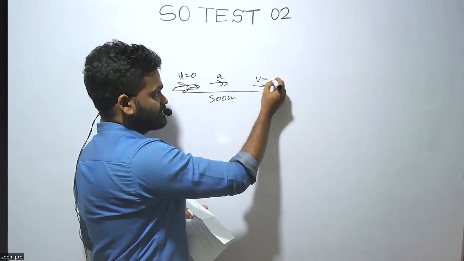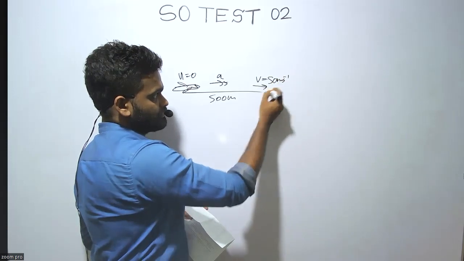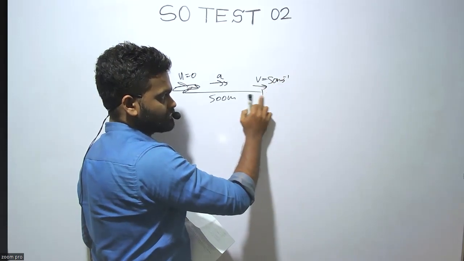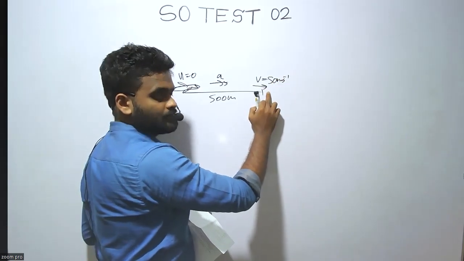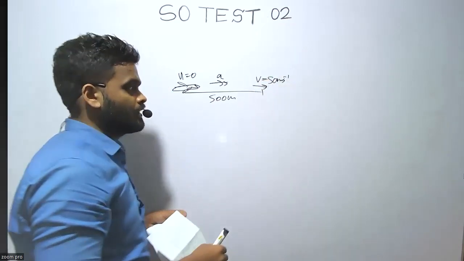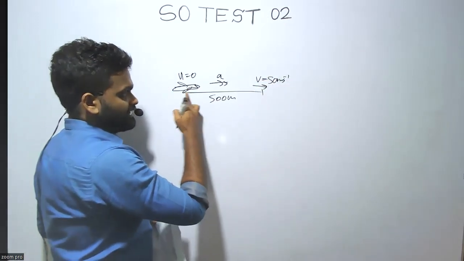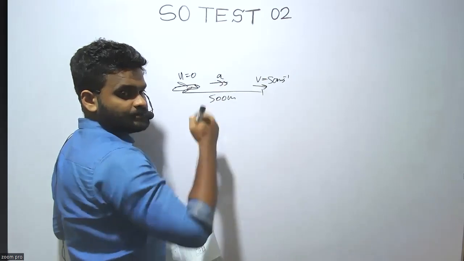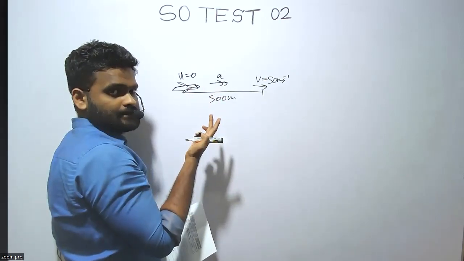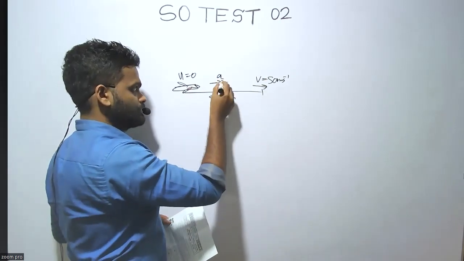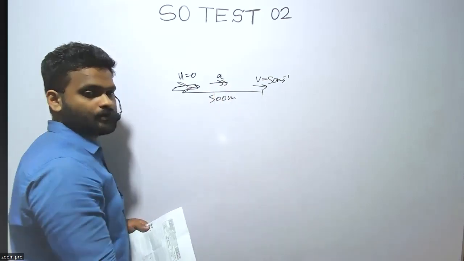It needs a speed of 50 meters per second, so it will start lifting up from this point. But it takes a distance in order to gain this speed, right? At once it cannot gain that speed. So what they ask is the acceleration required for this.